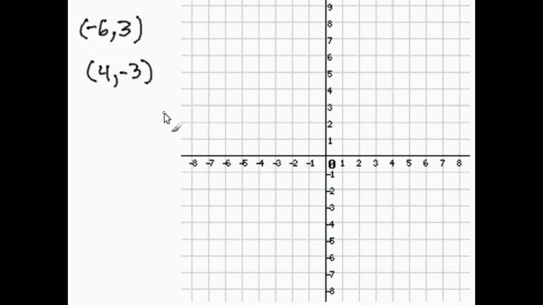Finding the slope between 2 points. The slope is how we measure the direction of a line in a coordinate plane. So let's start off by plotting these 2 points and creating a line. So I'm going to plot -6, 3. -6, 3 is right here. Then 4, -3. 4, -3 is right here. Now, I'm going to connect the 2 points to create my line.